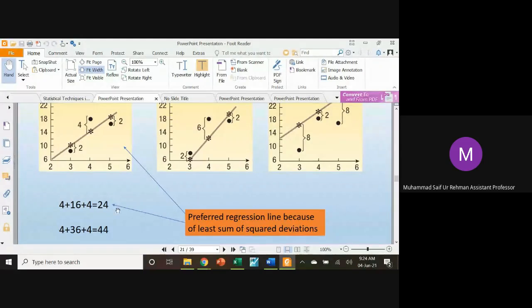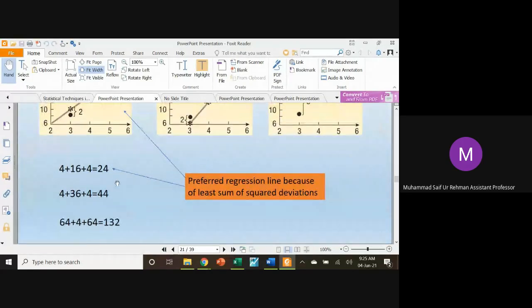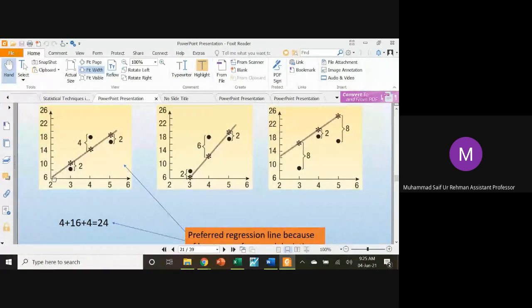Therefore the word least is there in the method. Ordinary least square. So why least square? Because of this fact: we take the square and we see where there will be the least square. In this case, the least squared value is 24, otherwise the values are more than this value. Based upon this value you will say that this is the best line, the sample regression line that will be near to the population regression line.